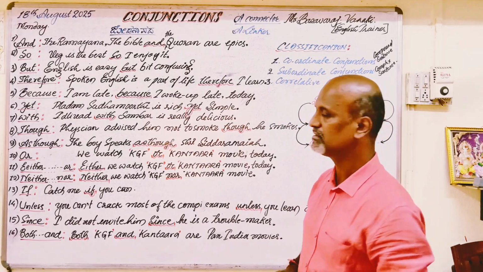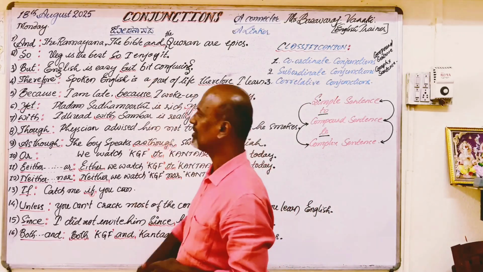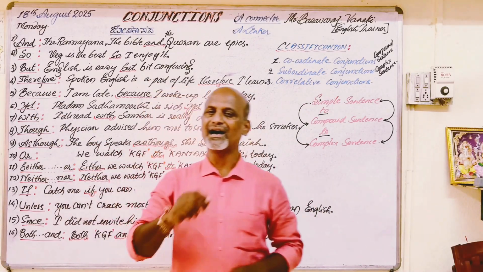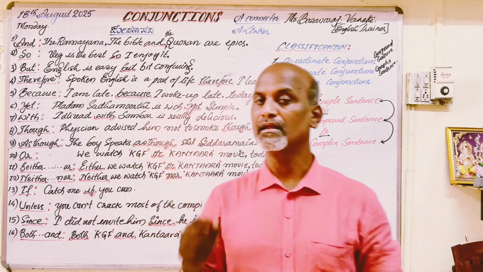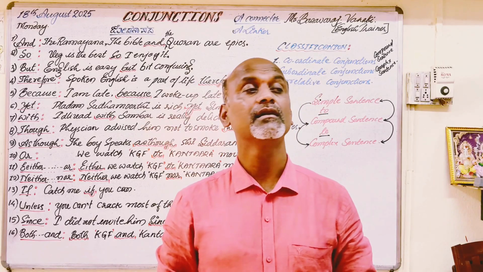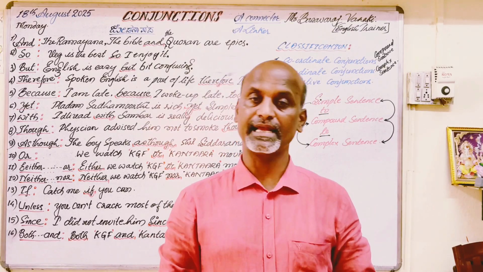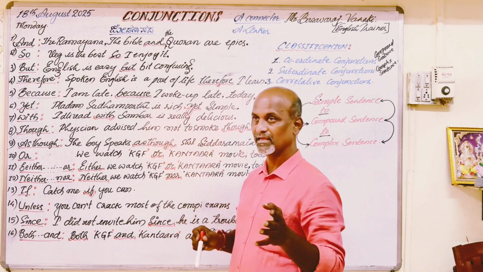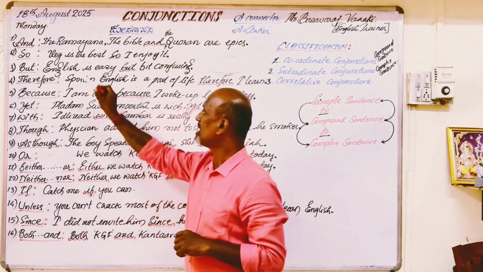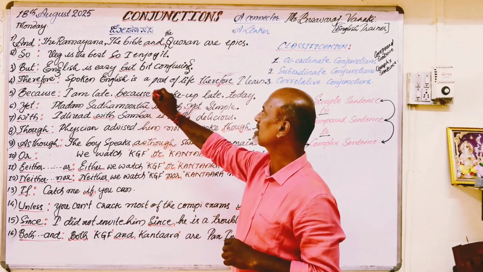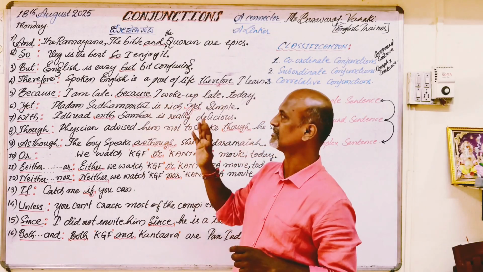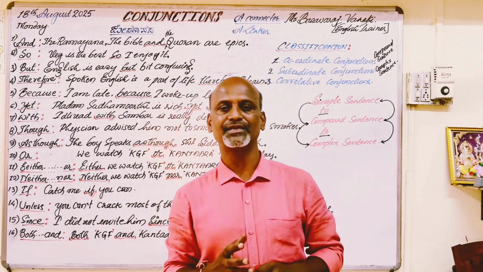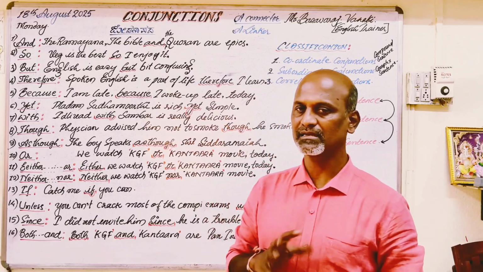Let's move to the third one. The third one is but. What do you mean by but? Adare. In Hindi, lekin. Right? In Telugu, endukante. Like but, adare, kyunki. English is easy, but a bit confusing. Very simple sentence. The language English is easy, but confusing.